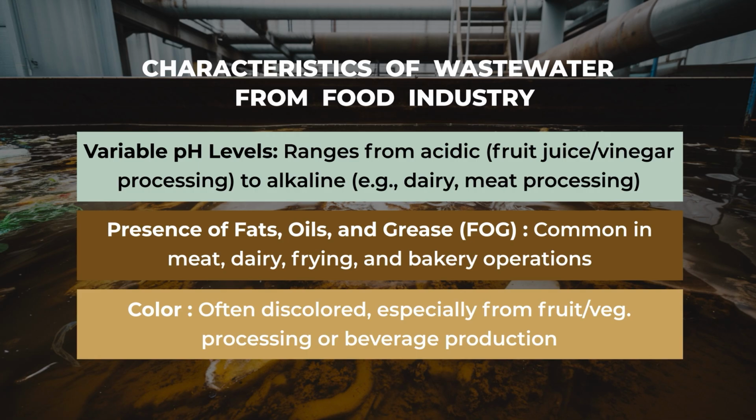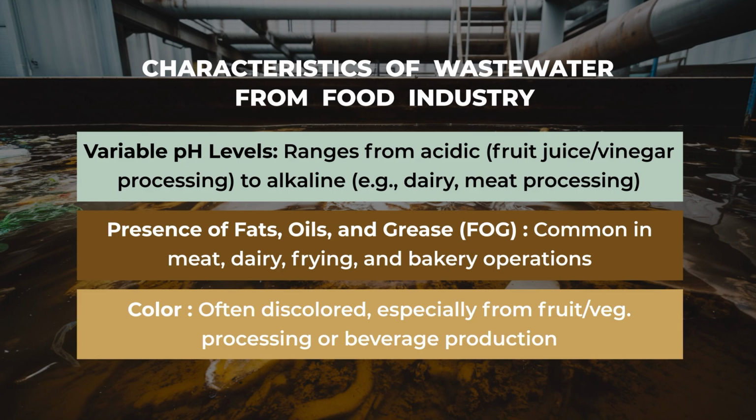For example, in the fruit juice and vinegar processing, that wastewater can be acidic in nature. From the dairy and meat processing area, wastewater can be alkaline in nature. Then there can also be presence of fats, oils and grease, which are also known as FOG. That is very common in the meat processing, dairy processing, frying and bakery operations.